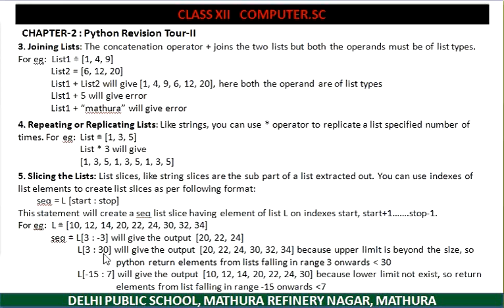Next example, L[3:30]. The upper limit is beyond the range, so it will start from 3 and go up to the end. So this is the output. Next example, L[-15:7]. The lower limit is below the range, so it will start from 0 and go up to 7 minus 1, that is 6, and give this output. So this is about slicing the list. Now move to the next slide.